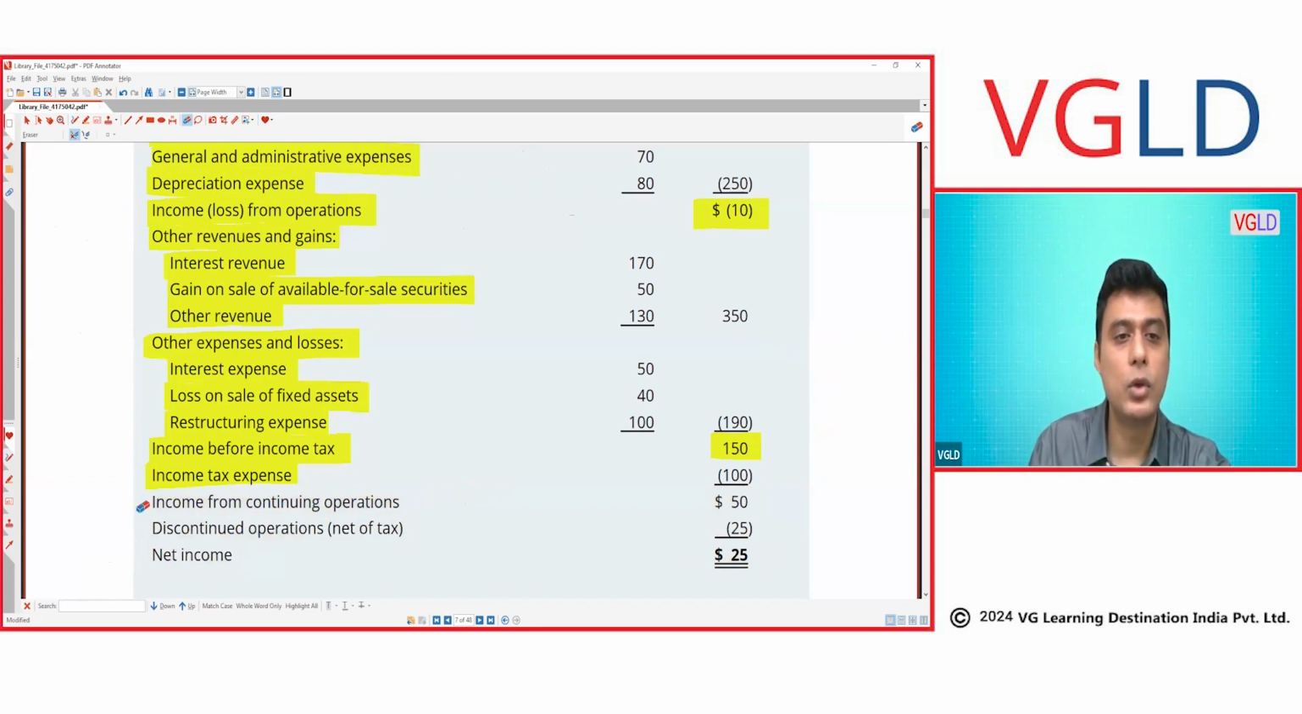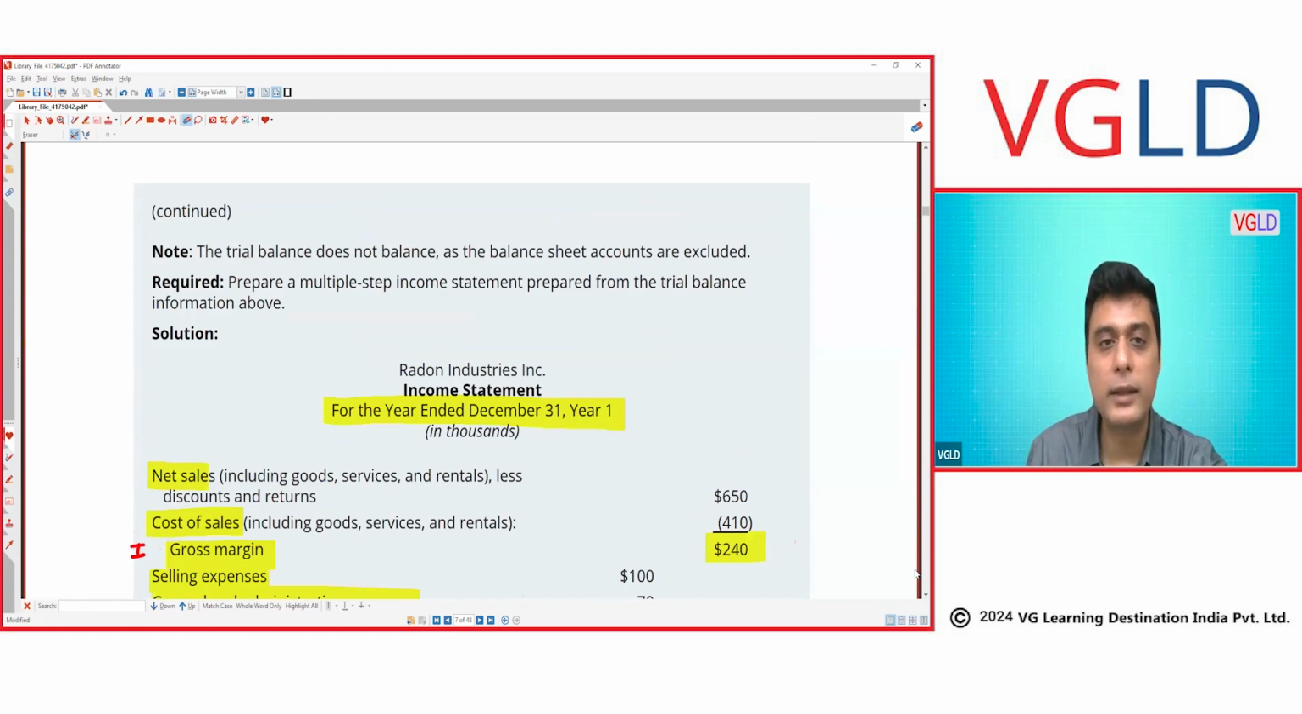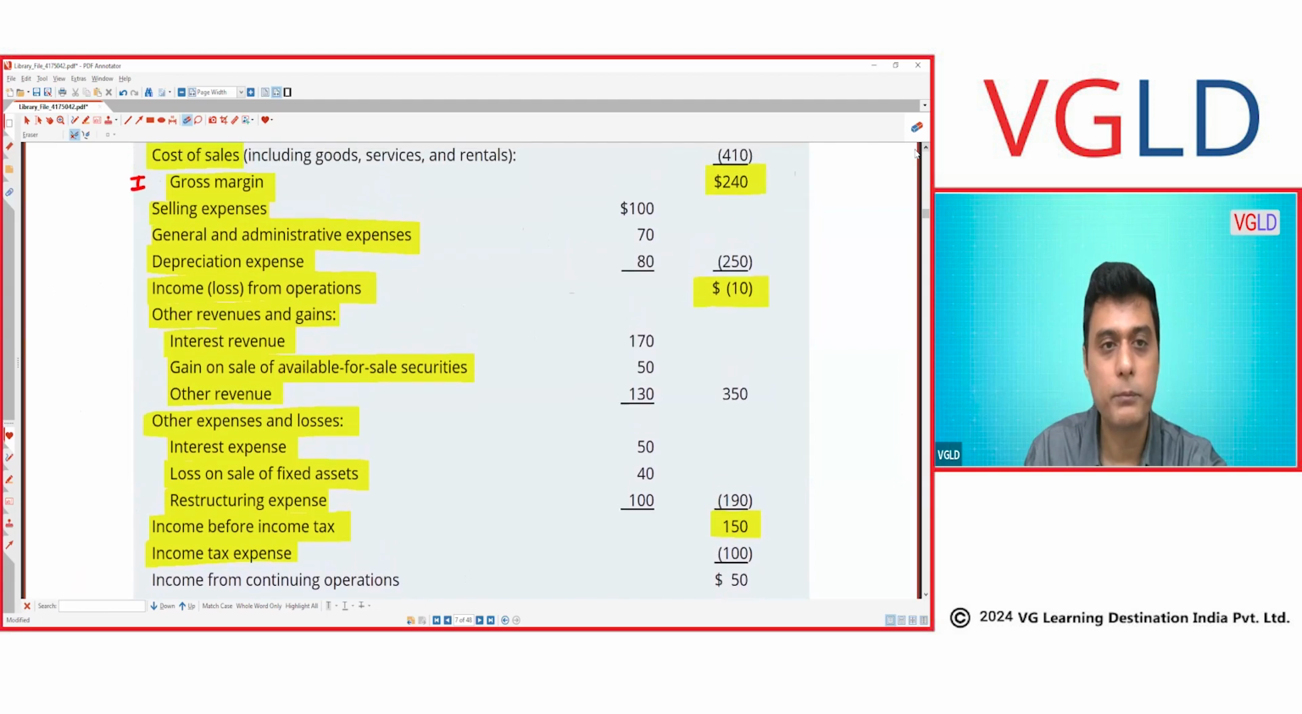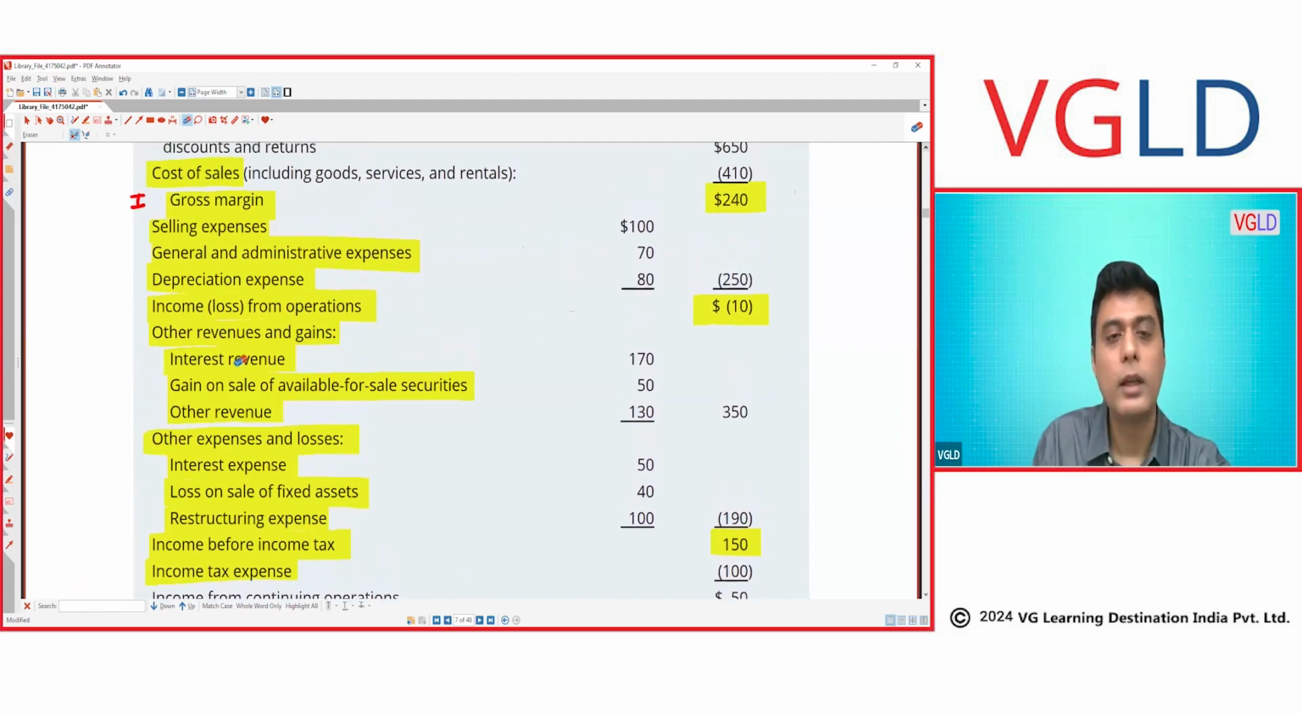Now let's go further up. So this part is clear. Income from continuing, discontinued is your net income. Now what is income from continuing? It has two parts to it. Income from continuing also has two parts to it. In a multi-step income statement, it has two parts. And that is why I was using the word break. You have a break over here.